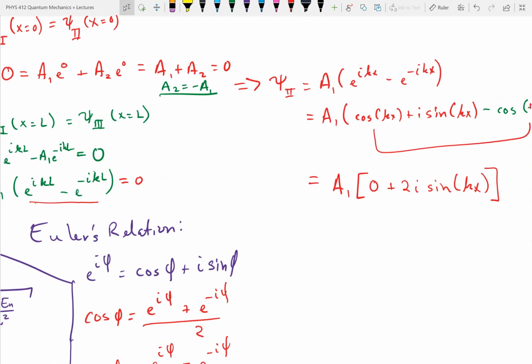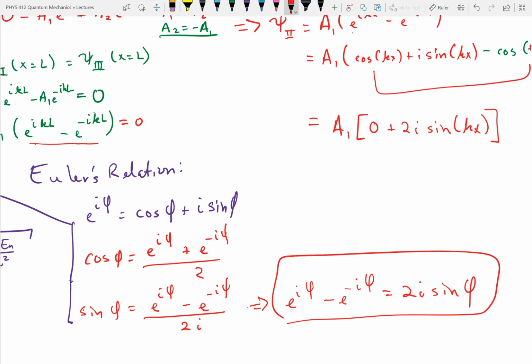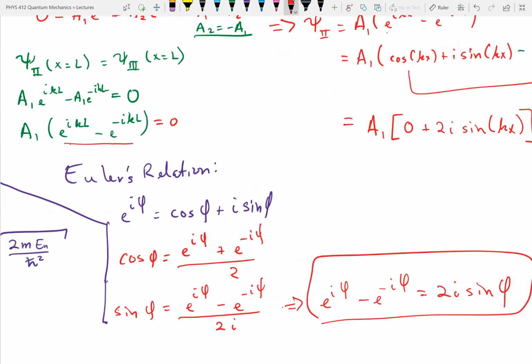which I could have also just taken this form here and said, look. That would have been the same substitution, right? Multiple ways of getting there. And so this could be more easily written as 2iA1 sine of kx equals 0.